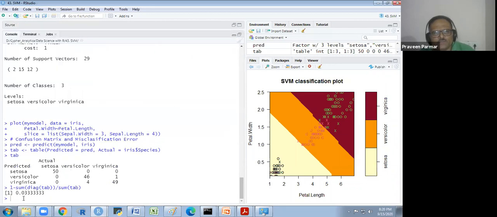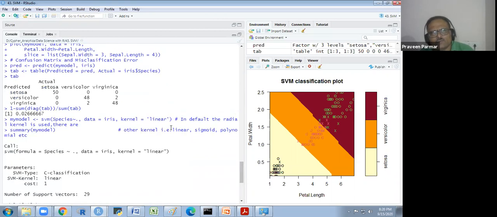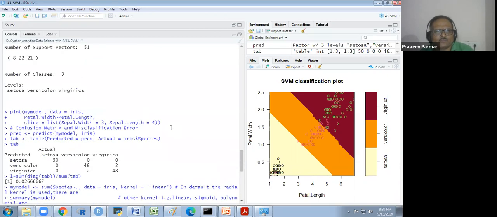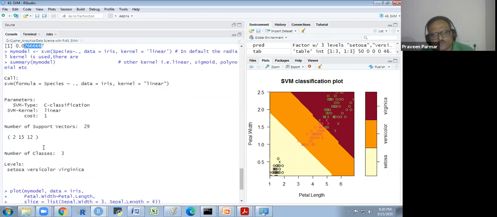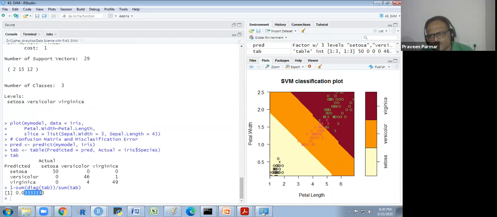In the previous one here we have 3.3%. There we have 1 point something percent, 2 point something, 2.6 misclassification error. Now here we have 3.3. So the misclassification error increases.